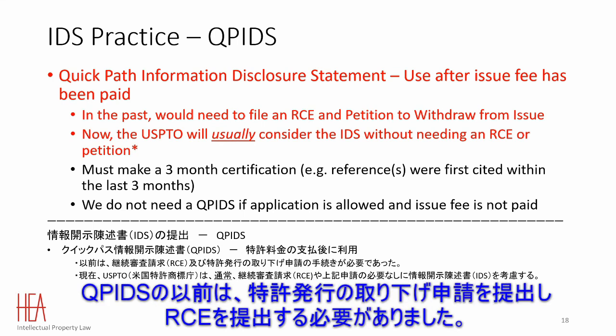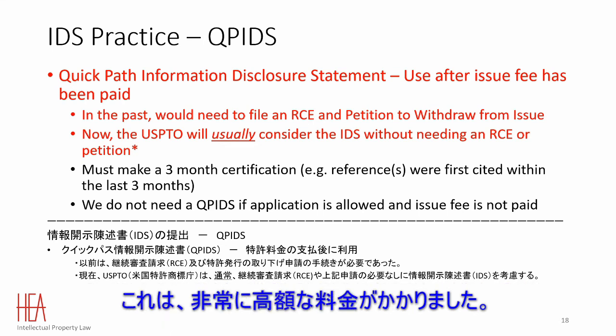Before, if we wanted to file an IDS after paying the issue fee, we would have needed to file an RCE and a petition to withdraw from issue. It's really expensive. It was really a hassle. Now we can do the QP IDS where we just file this.